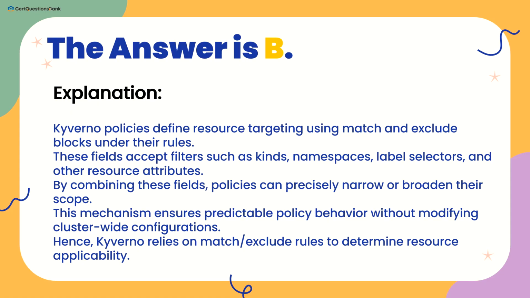Kyverno policies define resource targeting using match and exclude blocks under their rules. These fields accept filters such as kinds, namespaces, label selectors, and other resource attributes. By combining these fields, policies can precisely narrow or broaden their scope. This mechanism ensures predictable policy behavior without modifying cluster-wide configurations. Hence, Kyverno relies on match and exclude rules to determine resource applicability.